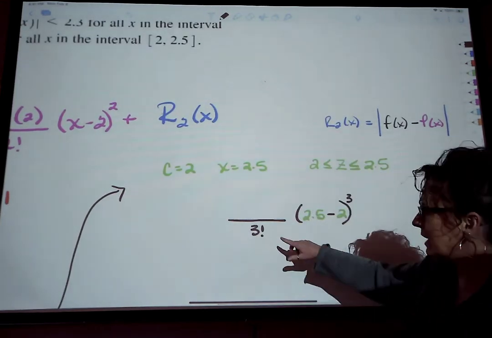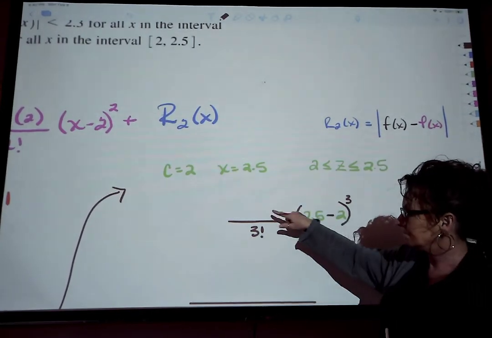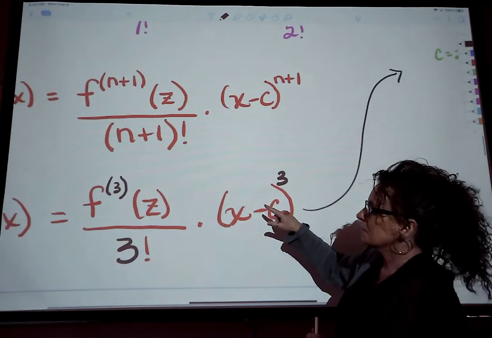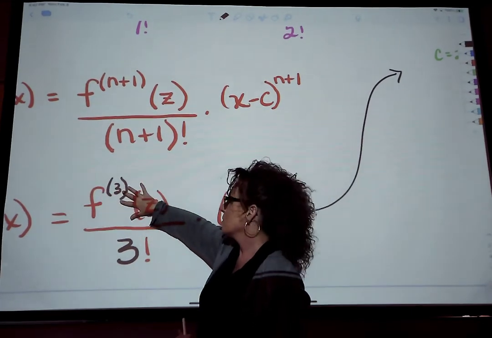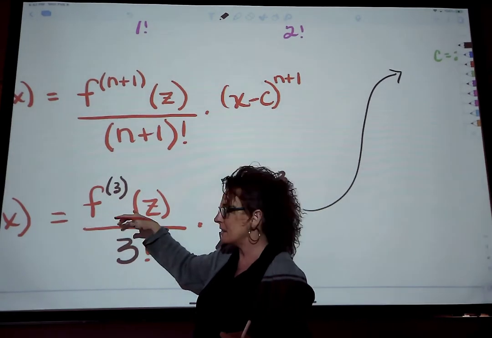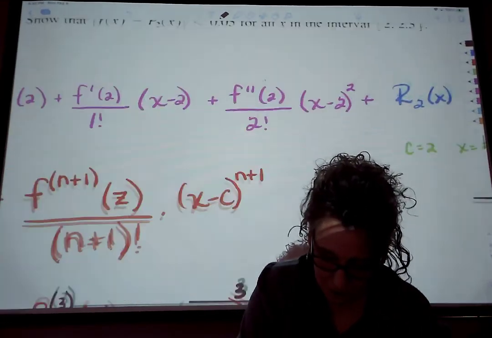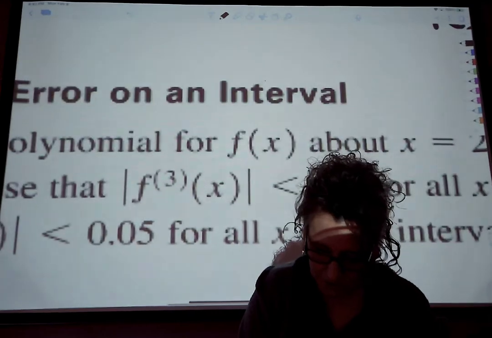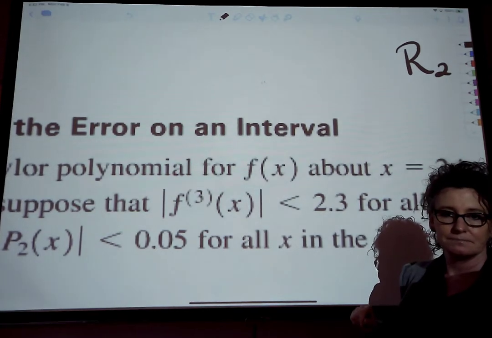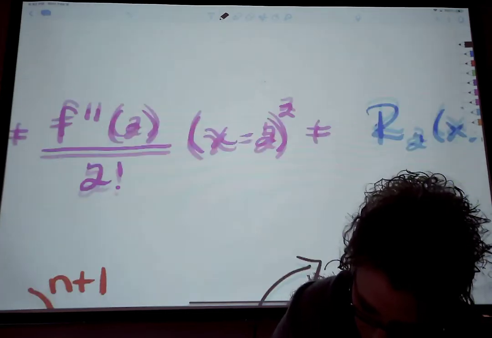All right, so we knew we had a 3 factorial on the bottom. X is 2.5, C is 2, that's to the third power. This is my third derivative. What's the largest this can be? What is the largest my third derivative can be for some X value in my interval? What's the largest my third derivative can be? Well, it tells me that right here. My third derivative won't be bigger than 2.3. That's the maximum value for the third derivative.